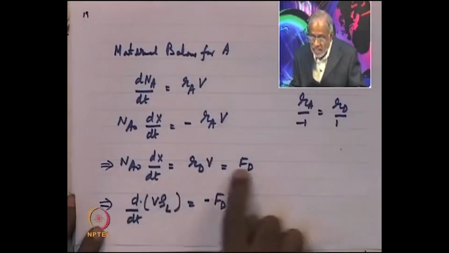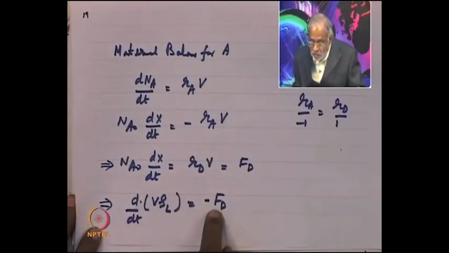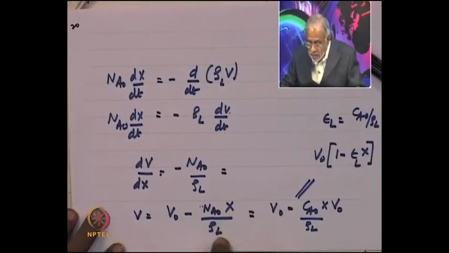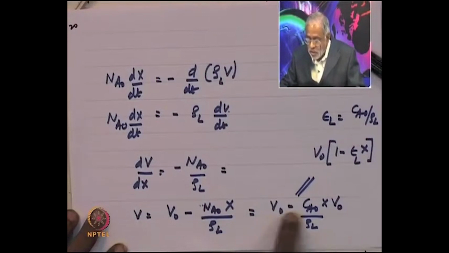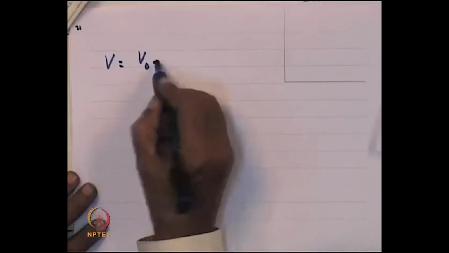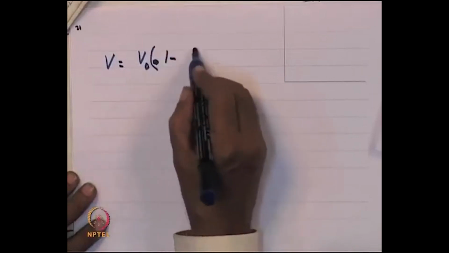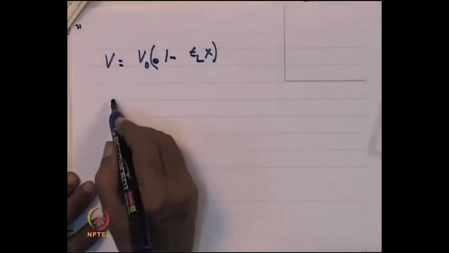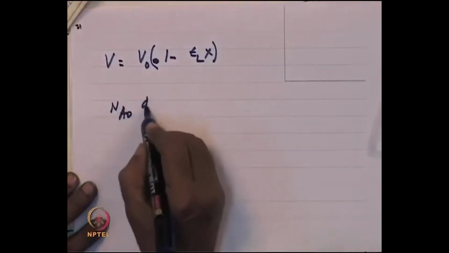So, that is the question that we have in front of us, and we have shown from our material balance that N A 0 dx dt is F d, and similarly dV by dt is also minus of F d. Therefore, we can equate these two, that is what we have done, and found that the rate of the volume change is related to conversion like this. So, V 0 and conversion are related like this. Okay. So, this is the relationship we will keep with us. Let me write that once again, we say that V equal to V 0 times 1 minus epsilon L x. Okay. All right. Now, let us go back to our equations, N A 0 times dx dt.